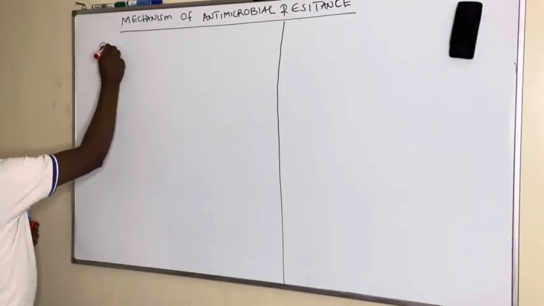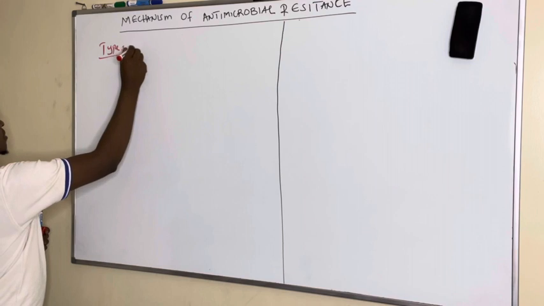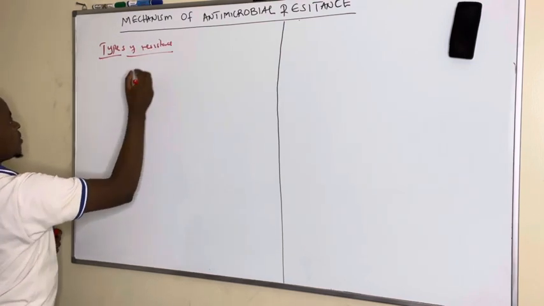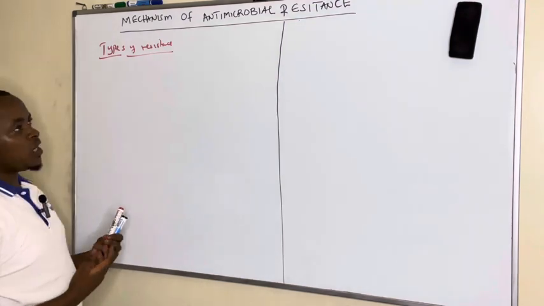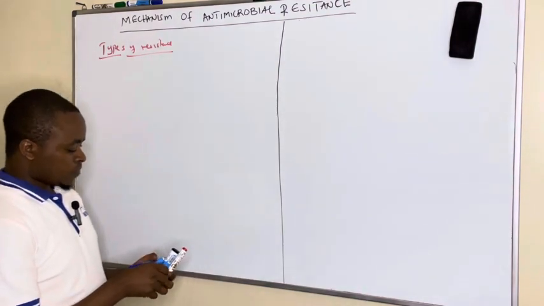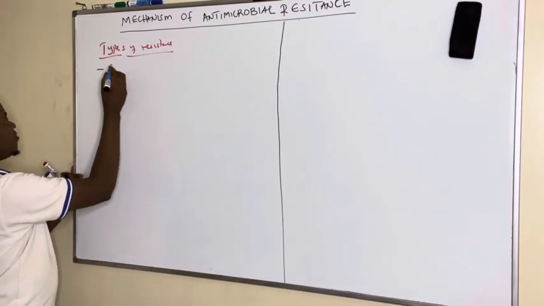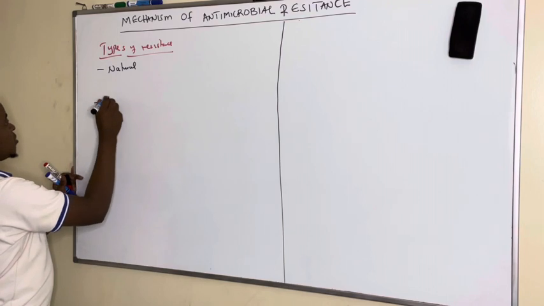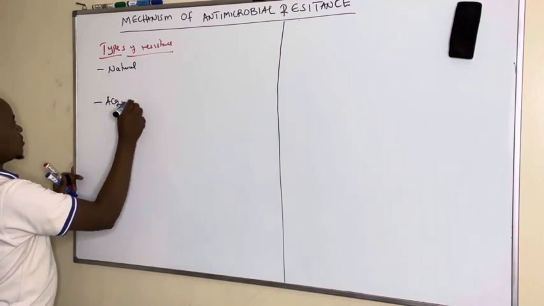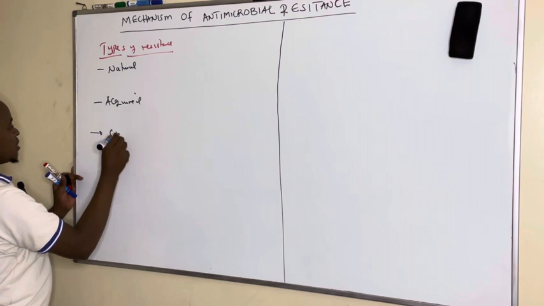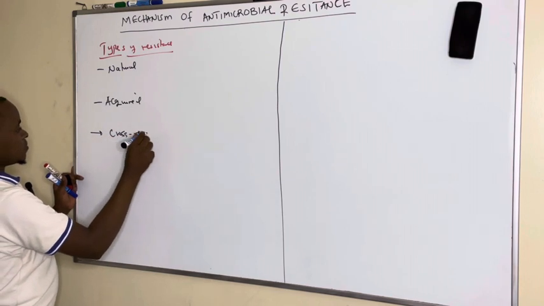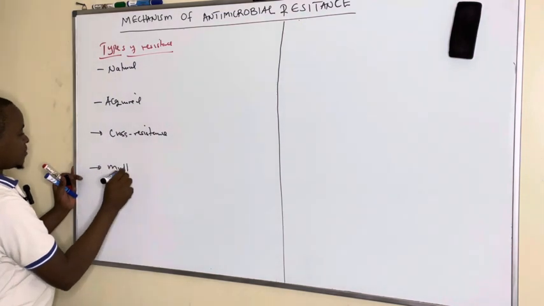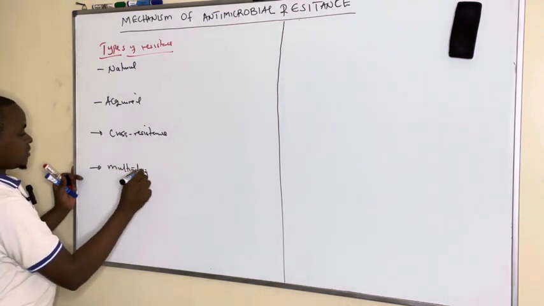So there are different types of antimicrobial resistance. Types of antimicrobial resistance, they include, so here we see how they are acquired. We have what we call natural resistance, we have what we call acquired, we have what we call cross resistance, and we have what we call multi-drug resistance.